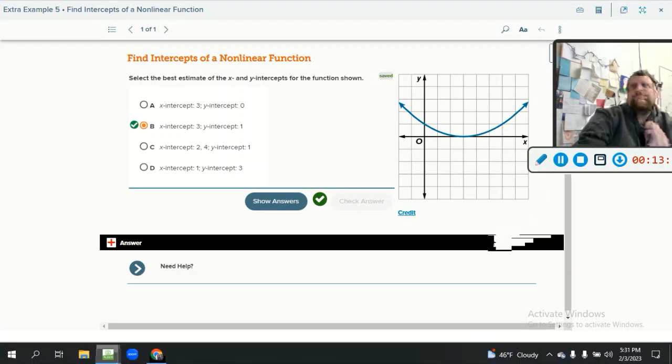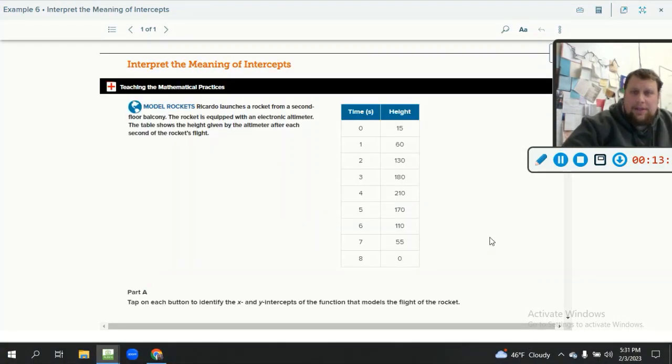All right, now let's take a look at intercepts on a table. These are actually much easier to identify. Just look for the zeros. Boom, boom. But let's read the situation and see what that actually means. Ricardo launches a rocket from a second-floor balcony. The rocket is equipped with an electronic altimeter. The table shows the height given by the altimeter after each second of the rocket's flight.